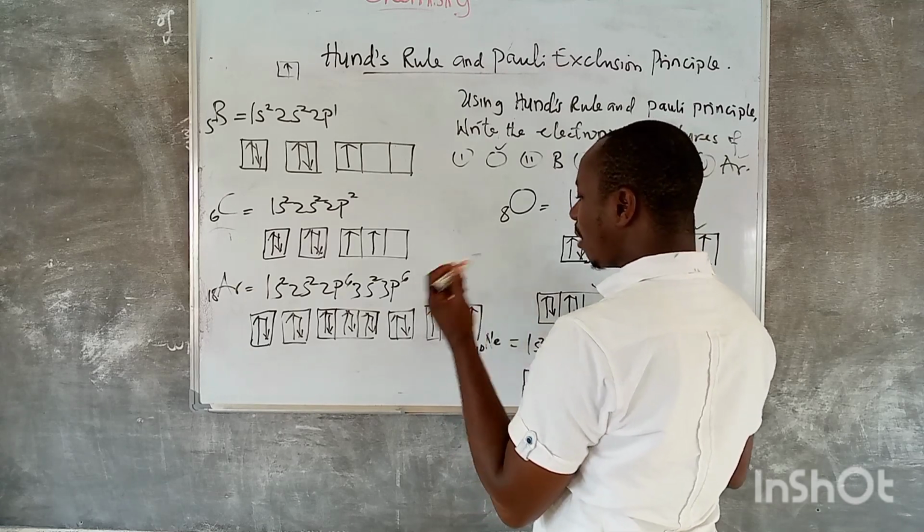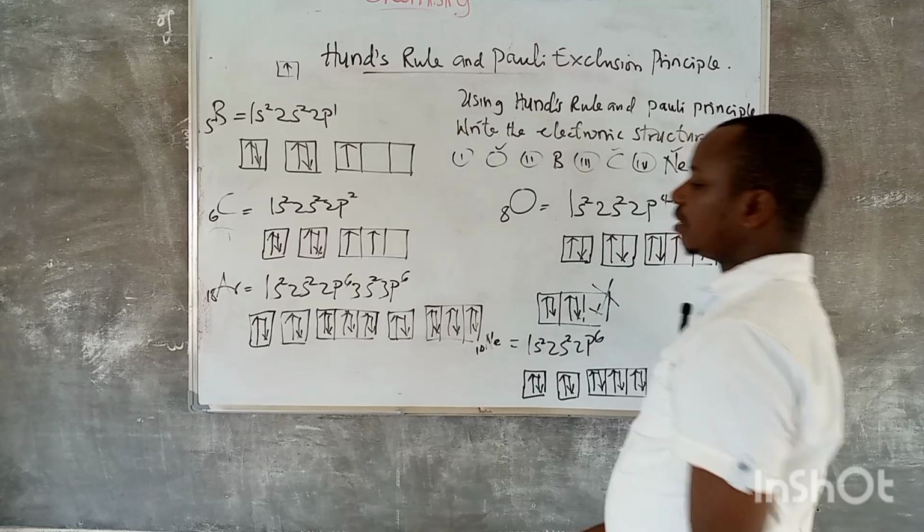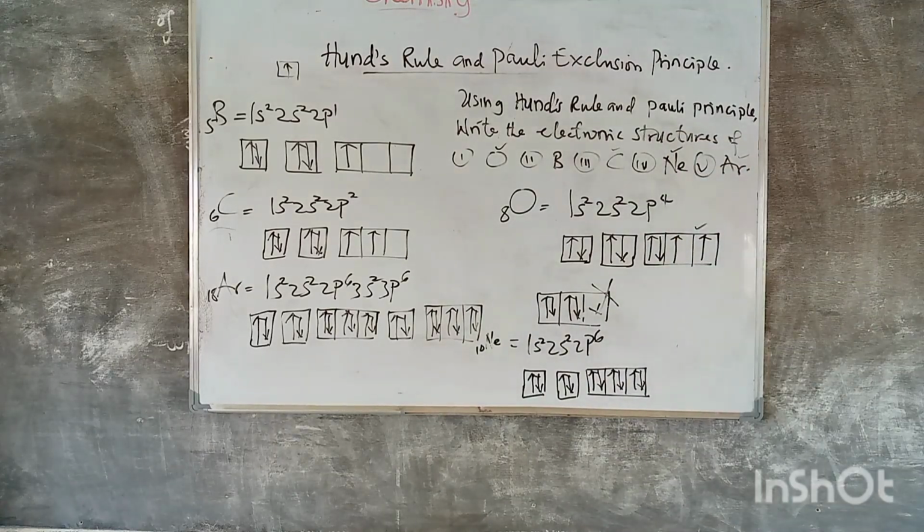If you are watching how I am doing it, that is it. The Pauli exclusion principle and Hund's rule of maximum multiplicity. Maximum multiplicity. That is it.